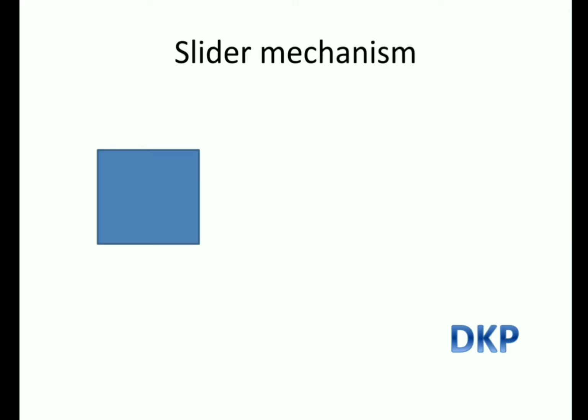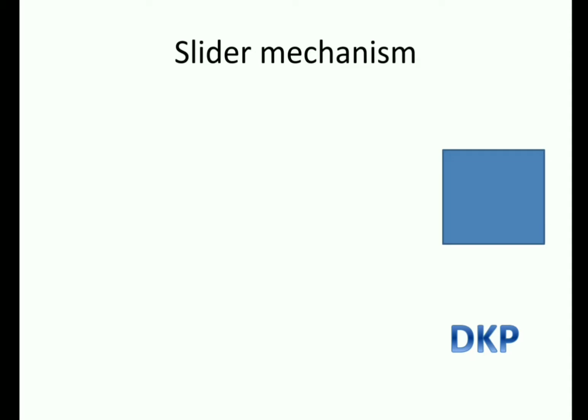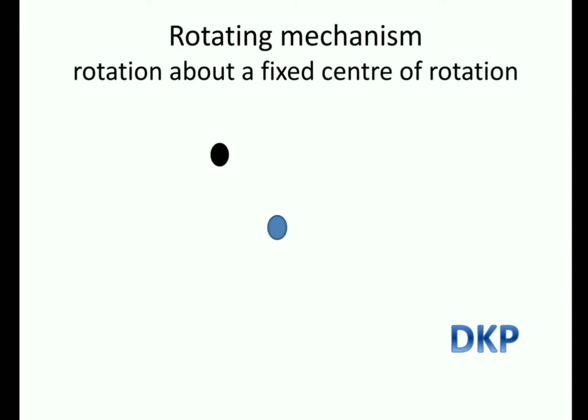So my dear friends, let's see the first example of translation motion. Here we have a rectangular object sliding in the rightward direction. This motion is known as translation motion, and I have named the mechanism a slider mechanism. Next, let's consider a rotating mechanism. Here the black body is rotating about the blue body, so this body is rotating about a fixed center, and such a mechanism will be called a rotating mechanism.